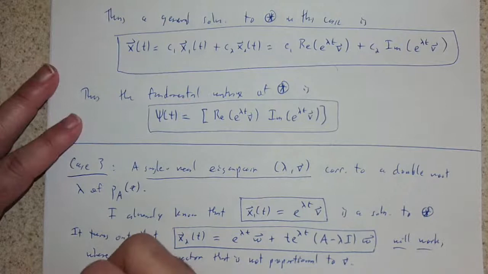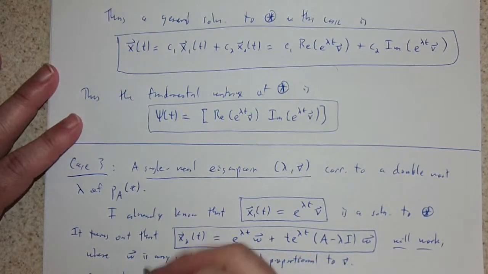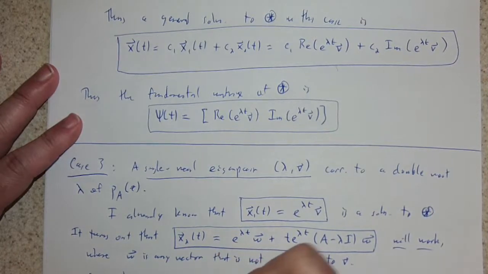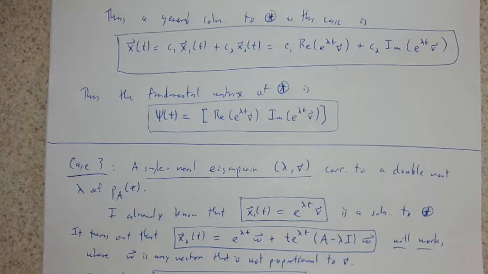Okay, then a general solution in this case is x of t defined to be c1 x1 of t plus c2 x2 of t. I'm not going to write the rest out, but this works in the exact same way. Fundamental matrix works in the same way. Finding the matrix exponential works in the same way. Okay. All right. So there we go.